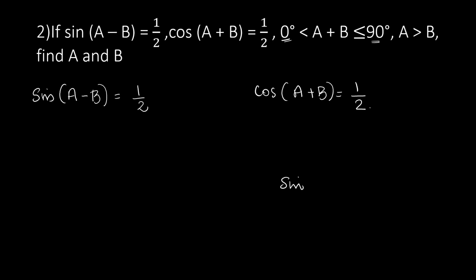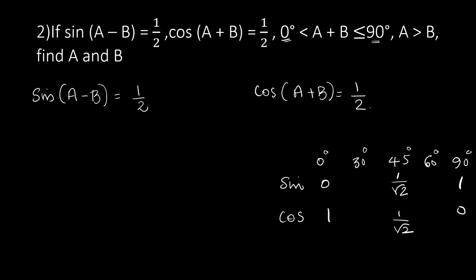That is sine, this is cos, 0 degree, 30 degree, 45 degree, then 60 degree and 90 degree. So this is 0, 1, 1, 0. This is 1 by root 2, 1 by root 2. This is 1 by 2, root 3 by 2. Here it is root 3 by 2, 1 by 2. This is the table.